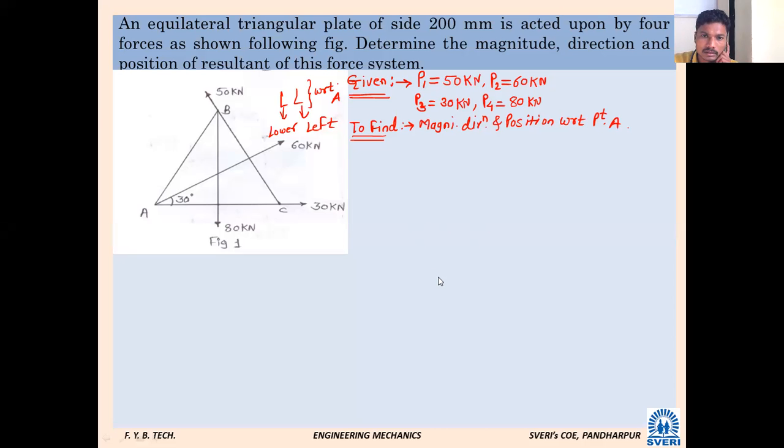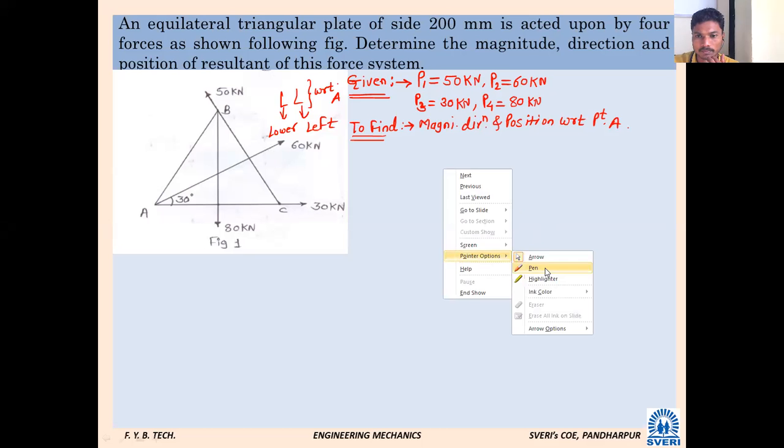Lowermost left point. So I have written here lowermost left point. We have to consider the lowermost left point of the system. Which is that point? Point A. So with respect to point A, we should locate the position of resultant.